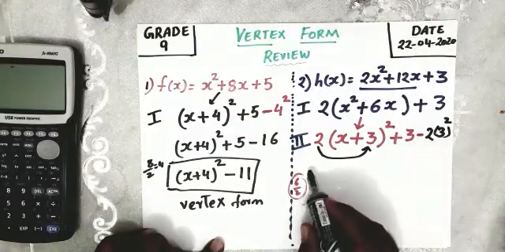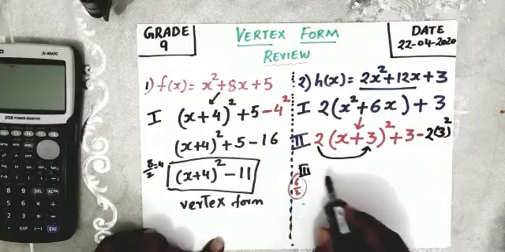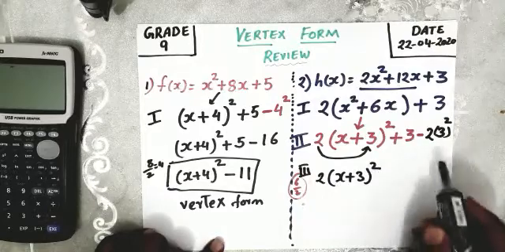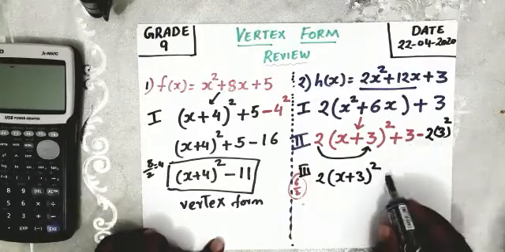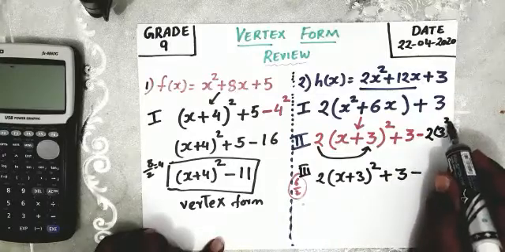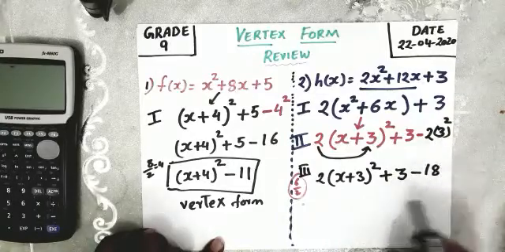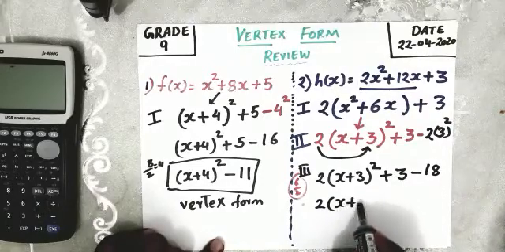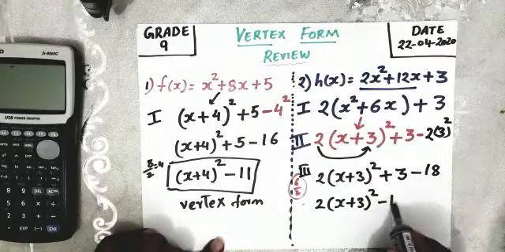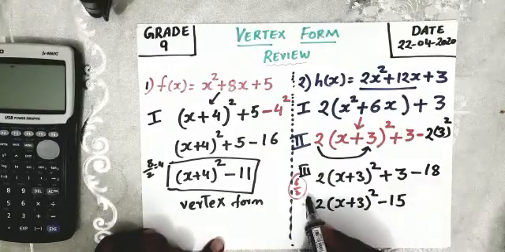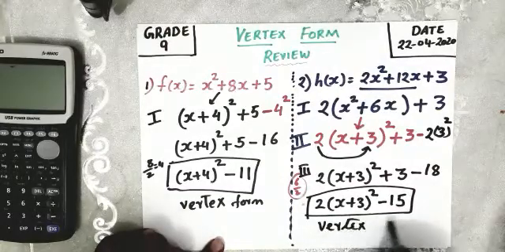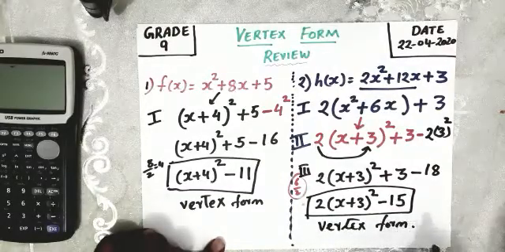Okay. So now what will be the third step? You will write 2x plus 3 the whole square and just simplify the constants. That will be plus 3 minus 3 square is 9, 9 times 2 is 18, so 2x plus 3 the whole square, 3 minus 18 is minus 15. So this type of arrangement is called your vertex form, and you have to be good in this vertex form.